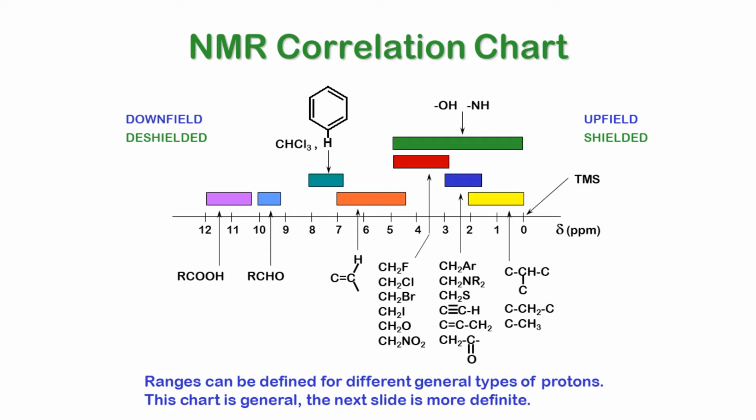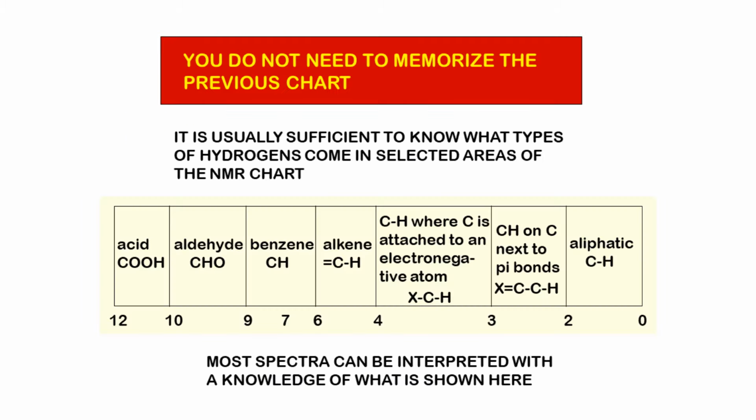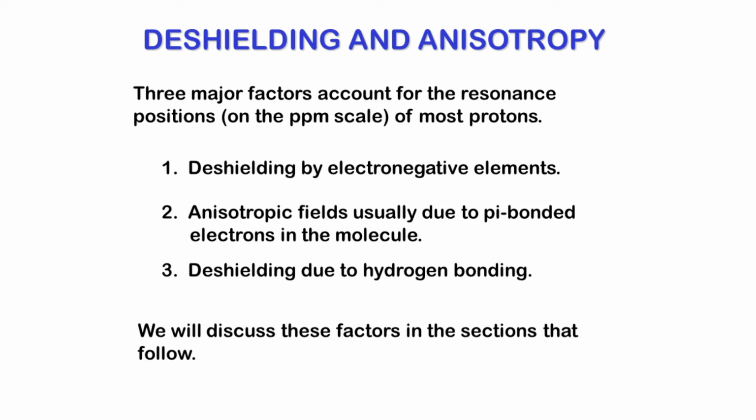NMR correlation charts help define ranges for different types of protons, aiding in spectrum interpretation. Friends, don't worry too much about the exact values and positions. It's usually enough to understand which types of hydrogens appear in the different regions of the NMR spectrum. 3 major factors account for the resonance positions of most protons: deshielding by electronegative elements, anisotropic fields, and hydrogen bonding.